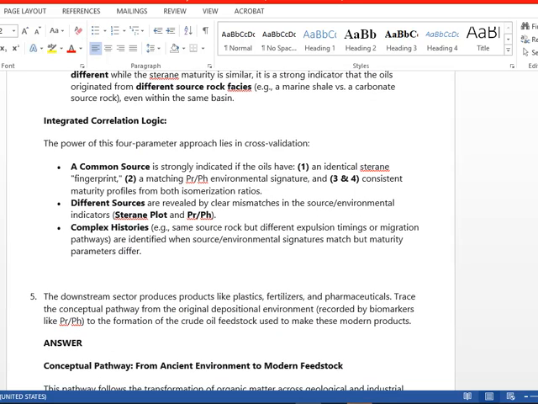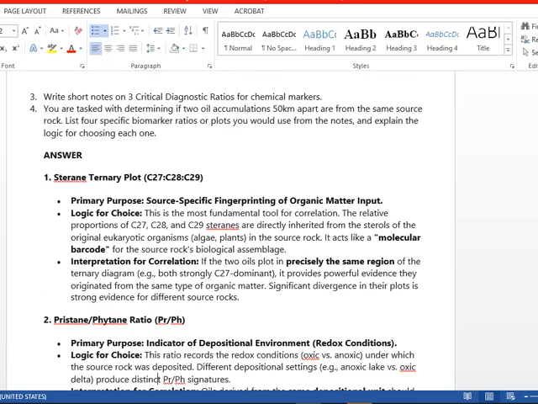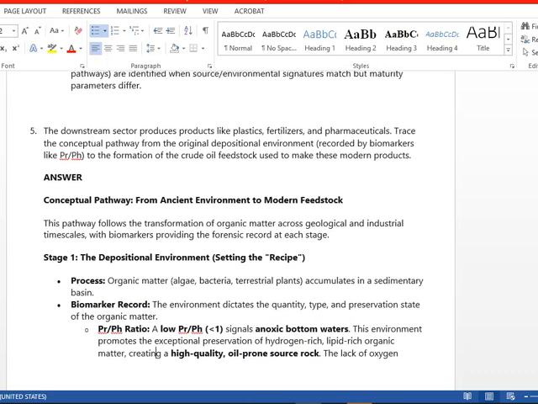So what we are saying is there should be a correlation. When you analyze both of them, they should overlap. They should be very similar. Their results should be very similar to show that they are from the same source rock. So that is it. You just outline these four tests and talk about the implication. Yeah, and that should be okay.